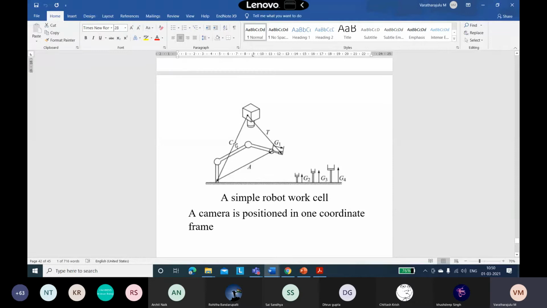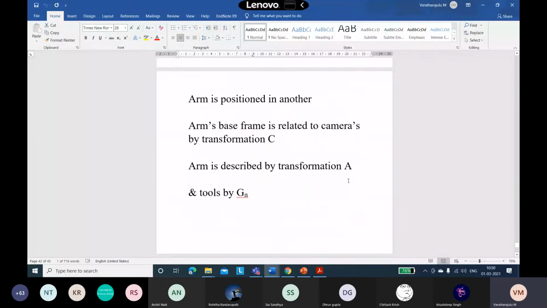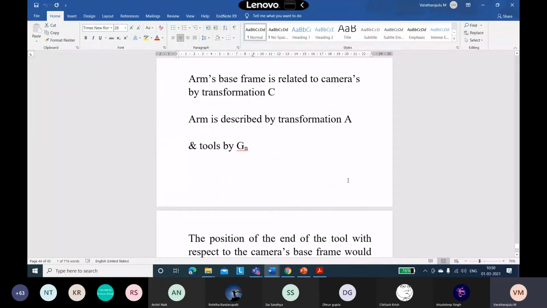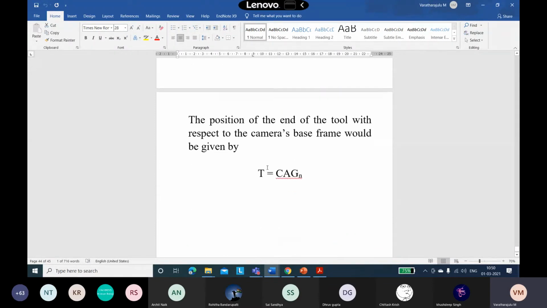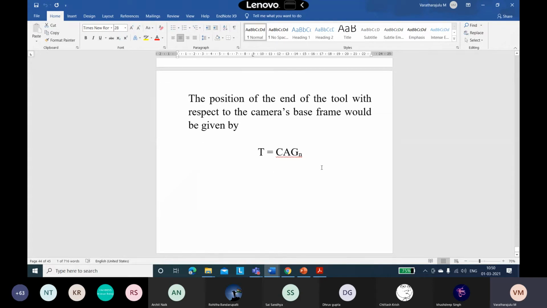Here we have A, T, C and G1. G1, G2, G3 and G4 are the other tools. The arm is described by the transformation A and tools by Gn. Therefore, the position of the end of the tool with respect to the camera's base frame we can obtain from the multiplication of C, A and Gn.